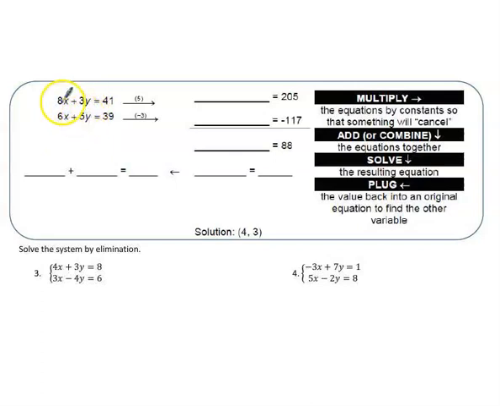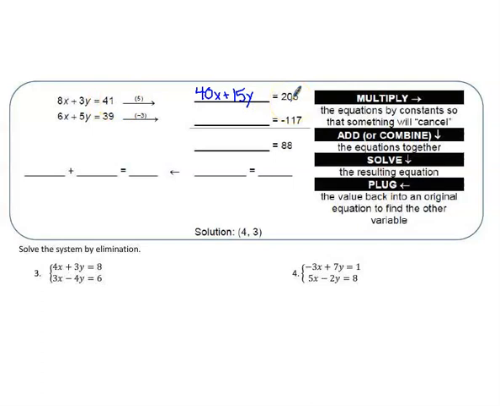Well, these are 6 and 8. The smallest number that 6 and 8 both go into would be 48. So I don't want to go that big. Let's do 3 and 5. I can make those both 15. So I'm going to multiply the top row by 5. That'll make that 5 times 8 is 40x, plus 5 times 3 is 15y, and then 5 times 41 is 205.